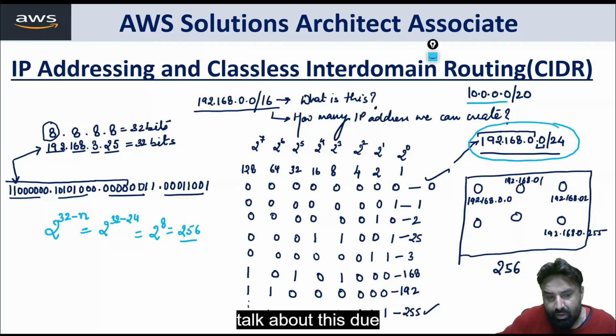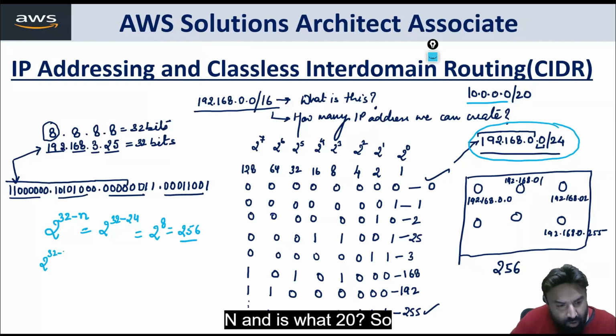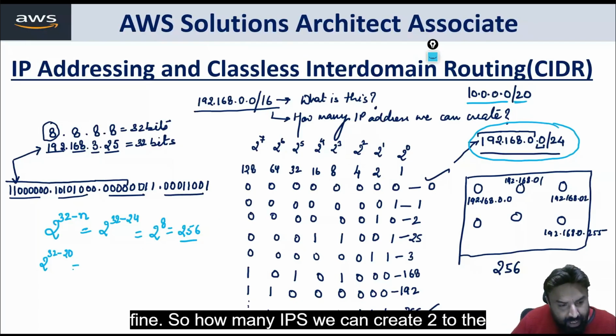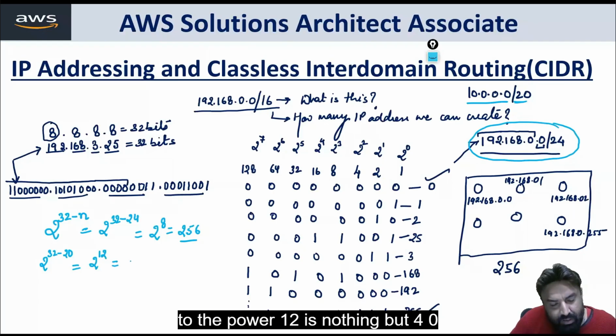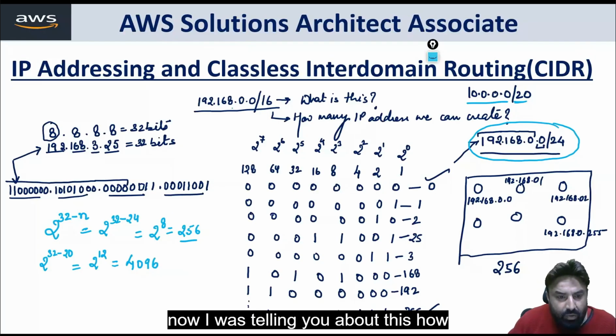Now let's talk about this. 2 to the power 32 minus n. What is n? 20. So here n is 20. Fine. So how many IPs can we create? 2 to the power 12, and 2 to the power 12 is nothing but 4096.